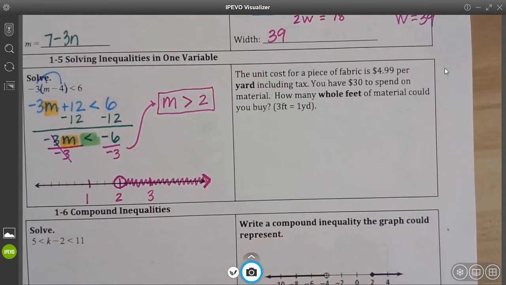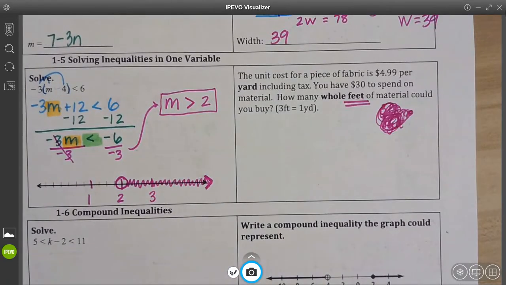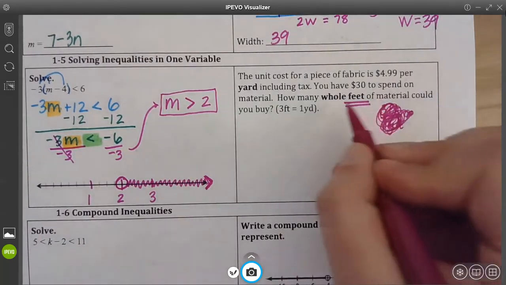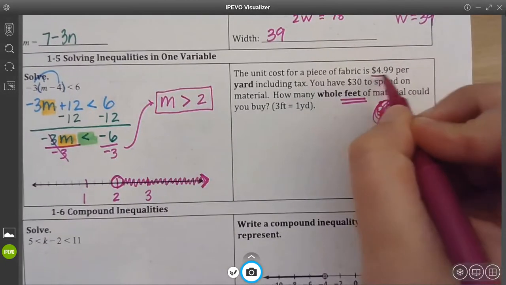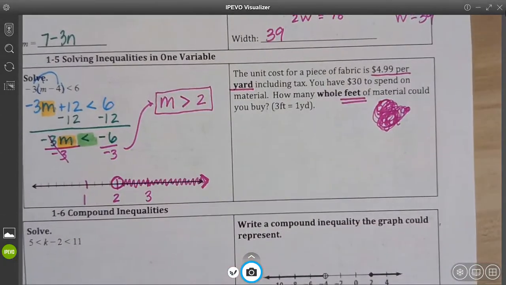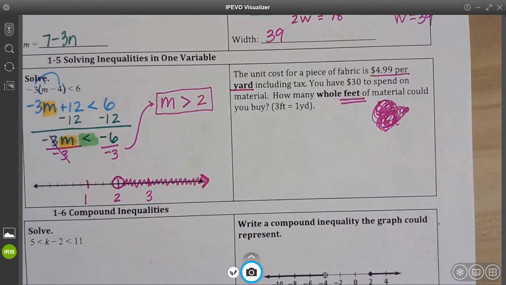And now we've got another word problem. The unit cost for a piece of fabric is $4.99 per yard, including tax, and you have $30 to spend on material. How many whole feet, underlined and bolded, could you buy? So we need to figure out how many whole feet of material we can buy with our $30 budget. But our $4.99 per yard is in a different unit. So the first thing we want to do is figure out how much it would be to buy 1 foot of fabric instead of yards.